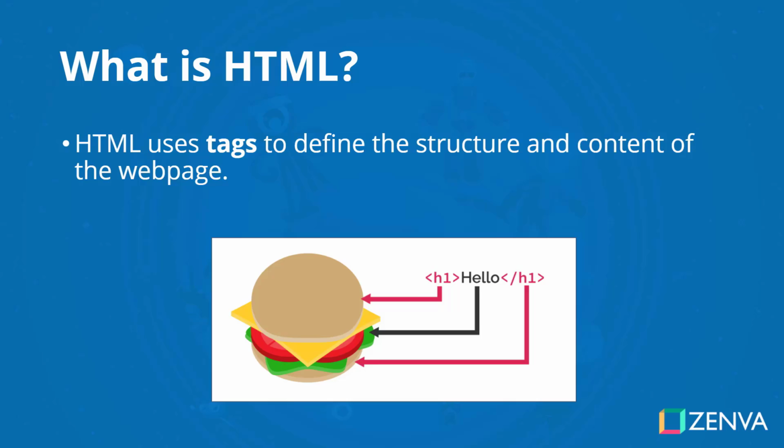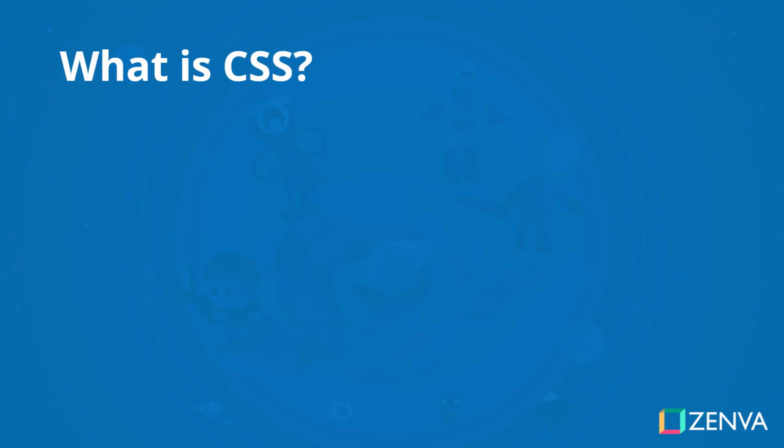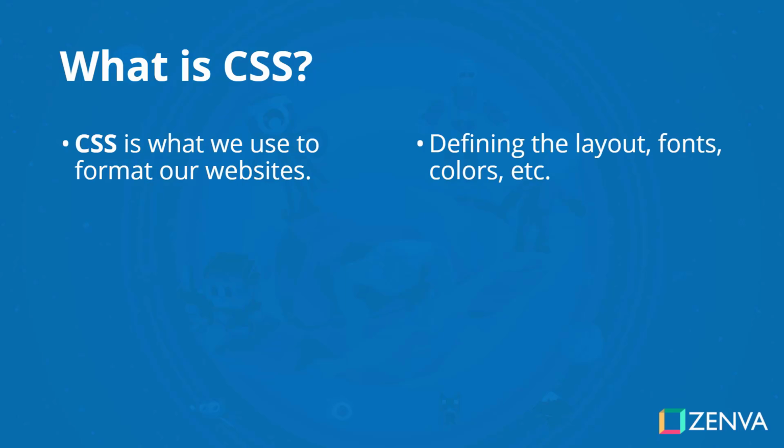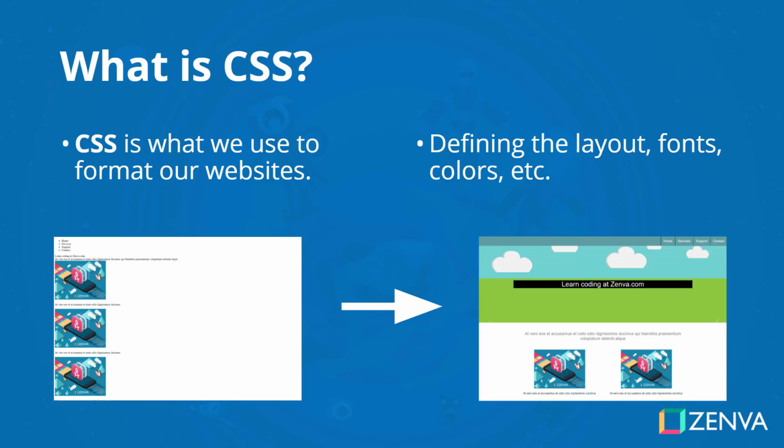Now, HTML is in charge of the structure of our websites, but CSS is what we use to format our websites, okay? This includes defining the layout, the fonts, the colors, etc. Without CSS, all the websites on the internet would look very similar. As seen below here, applying CSS to a website can really change how it looks.